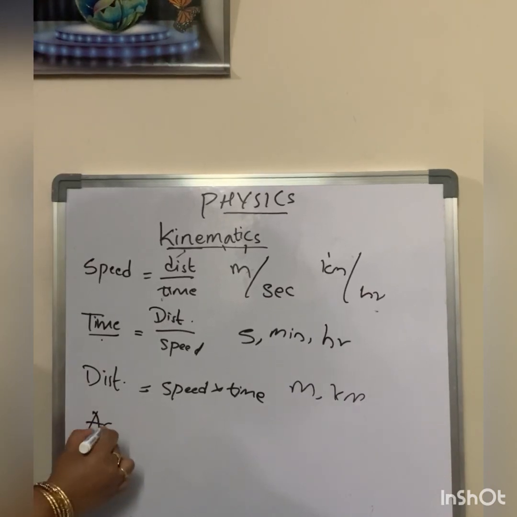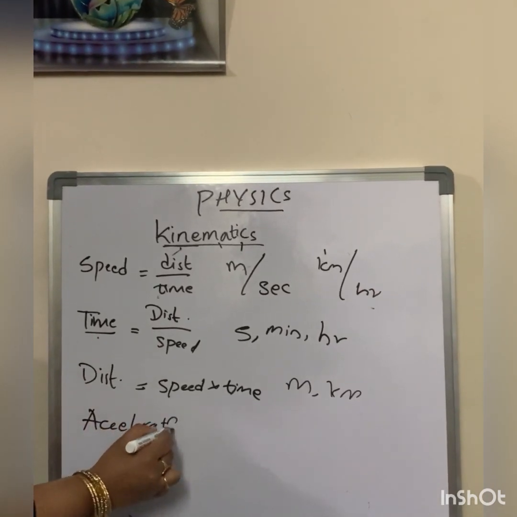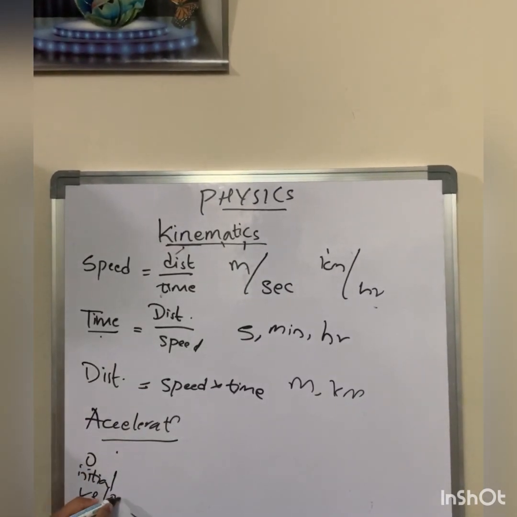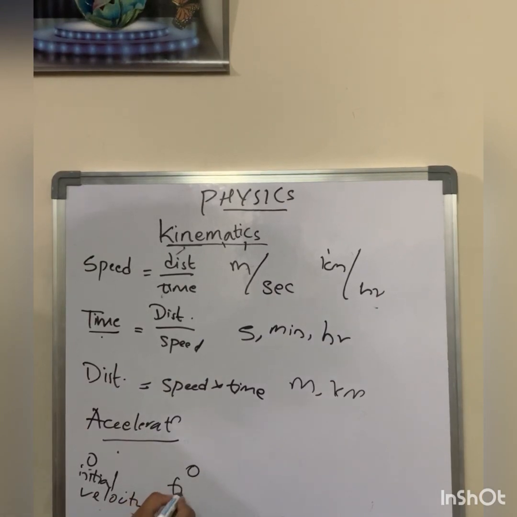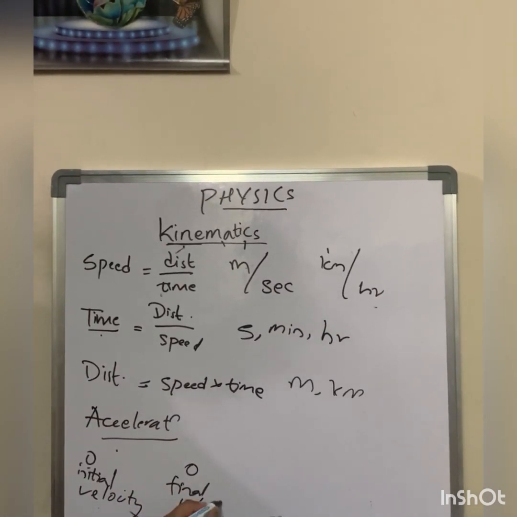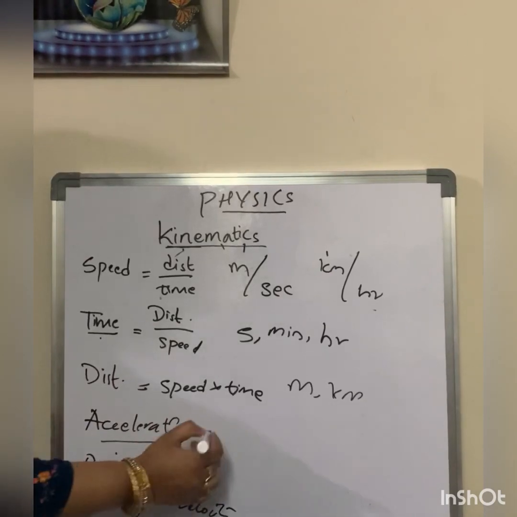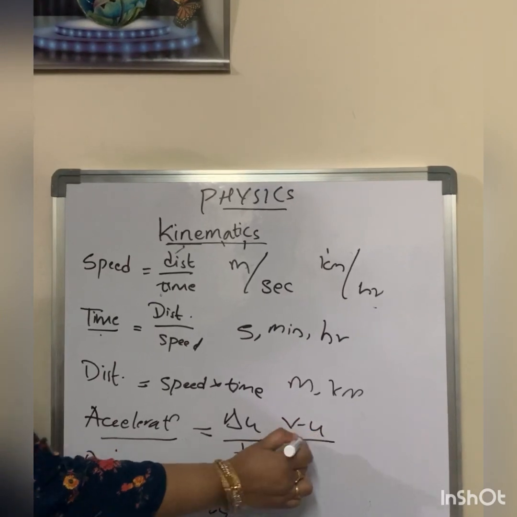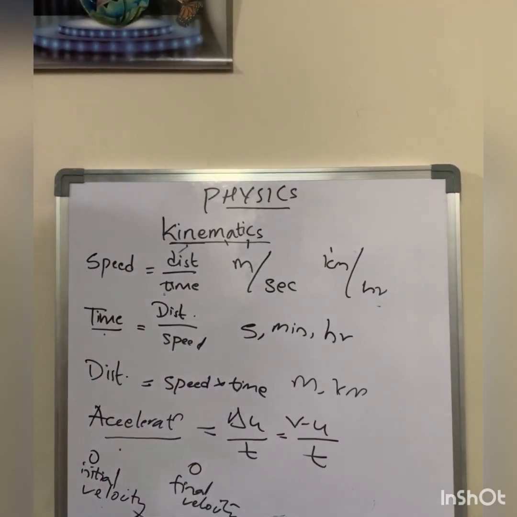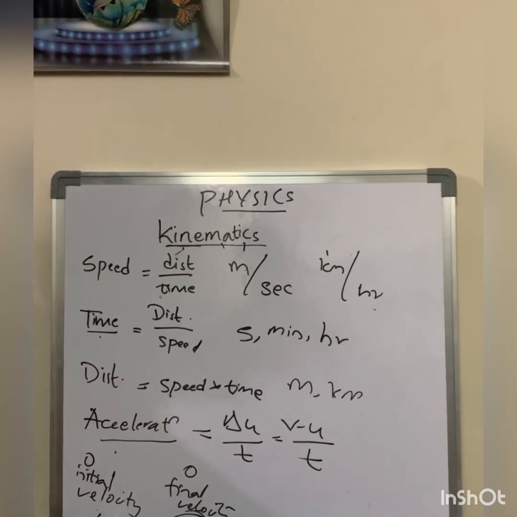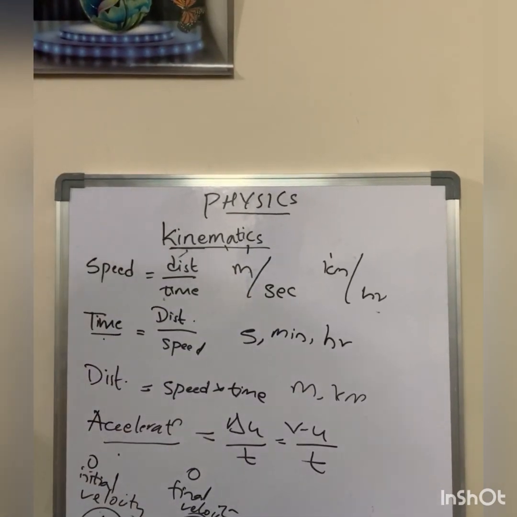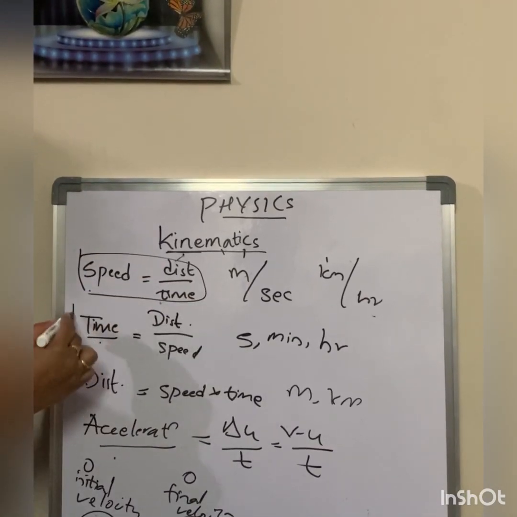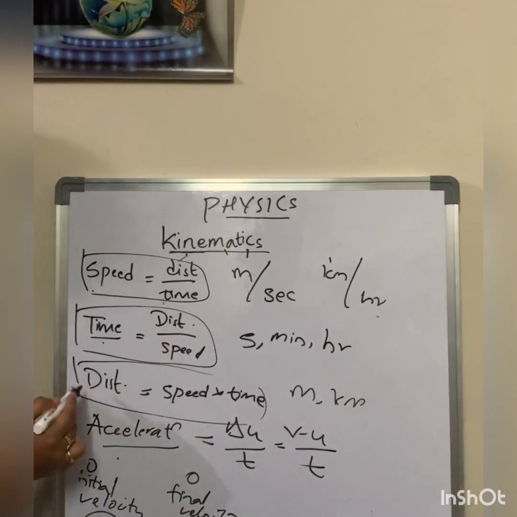Next, coming to acceleration. For acceleration, we have initial velocity and final velocity. So acceleration means delta v by t, it is equal to final velocity minus initial velocity by time period. Final velocity minus initial velocity by time period. This is acceleration. These formulas are the basics, and they are very important to solve your problems.